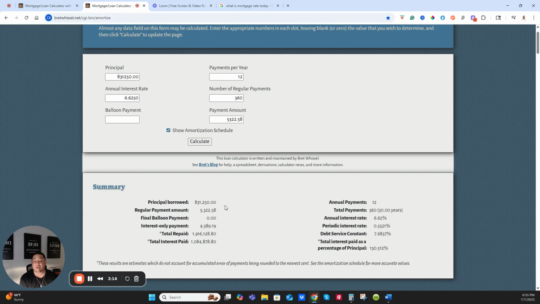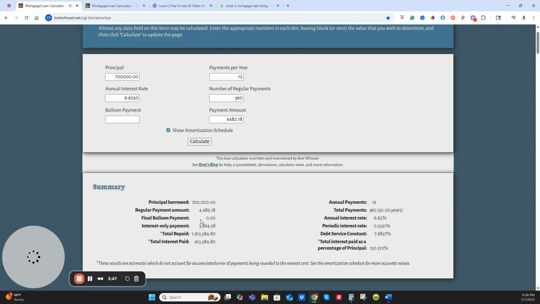Now, what we're going to be doing is looking at the cause and effect of what could happen if you're putting 5% versus a 20% down payment. First thing we want to notice is that these numbers that we're looking at right here do not include private mortgage insurance. Okay, this is just the principal and interest payments. So we're not talking about taxes or insurance. This is just the principal and interest payments. Okay, so 5322 versus 4482.